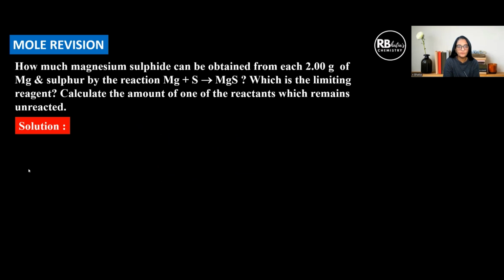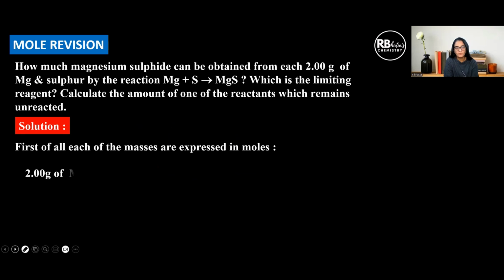Let us take up the next numerical. How much magnesium sulfide can be obtained from 2 gram each of magnesium and sulfur by this given reaction? So you have to tell me which is the limiting reactant. Calculate the amount of one of the reactants which remains unreacted. You can even pause the video, children, go through the answer yourself, and then just check the answer.